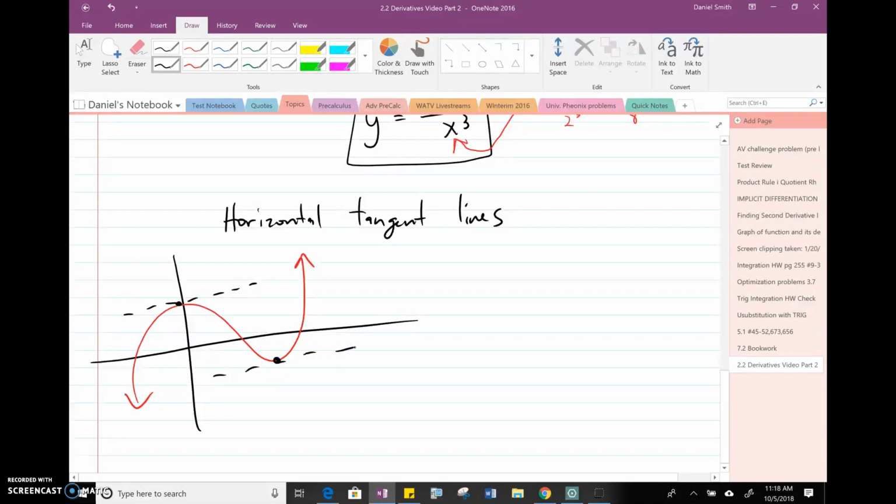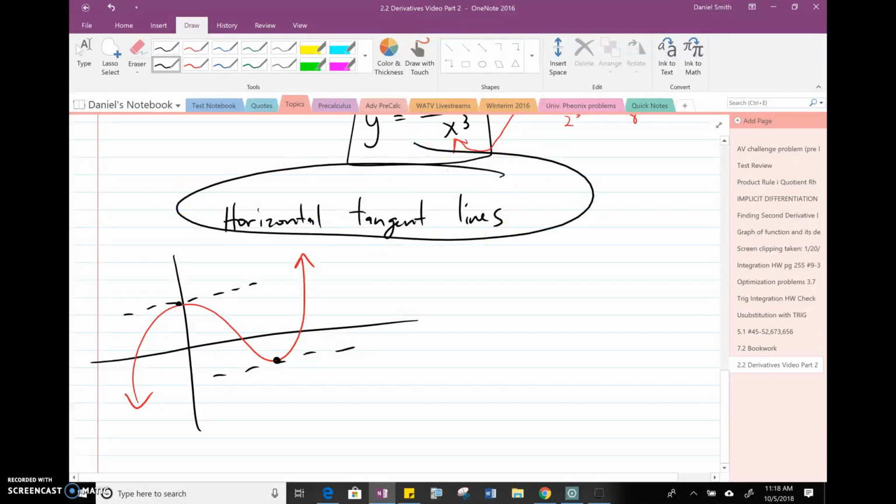Those are also probably the 2 most important points on the graph. That's the max and the min. So finding horizontal tangent lines, and finding them quickly, is a speedy way to find the max and the min. We can use derivatives to find maximums and minimums of functions in a very efficient manner.